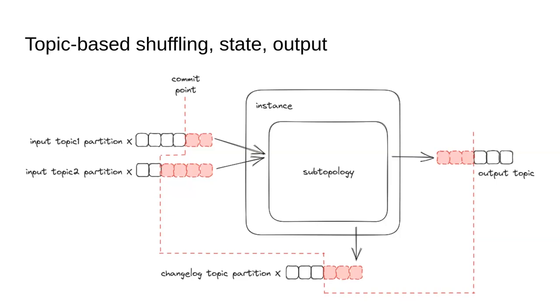You said operator chain for Streams. Do you mean subtopology for Streams? Streams calls it a subtopology. Flink calls it an operator chain. Okay.